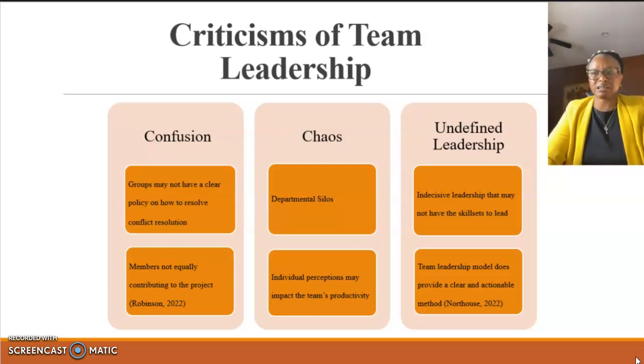In addition to the chaos and confusion, the model may also create an undefined leadership for team members assigned to certain roles that they may or may not have the appropriate skill sets. Overall, the Hill model for team leadership is criticized, citing it does not have a clear, actionable method for team leaders. However, the model does give the appropriate tools and provides a simplified, uniform roadmap in resolving complex issues based on the potential scenario.